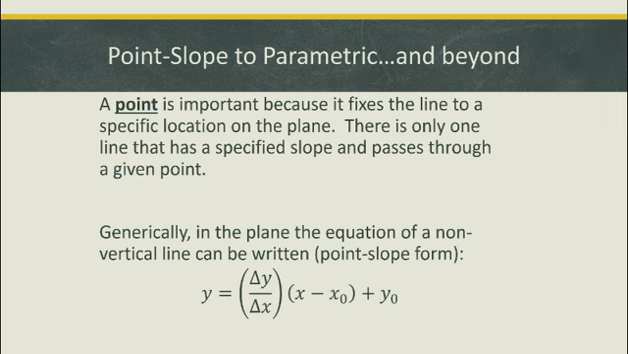So the point is important because it fixes the line to a specific location on the plane. There is only one line that has a specified slope and passes through a given point. And you can see there a generic way of writing the equation of a non-vertical line, and specifically this is the point-slope form of the line.